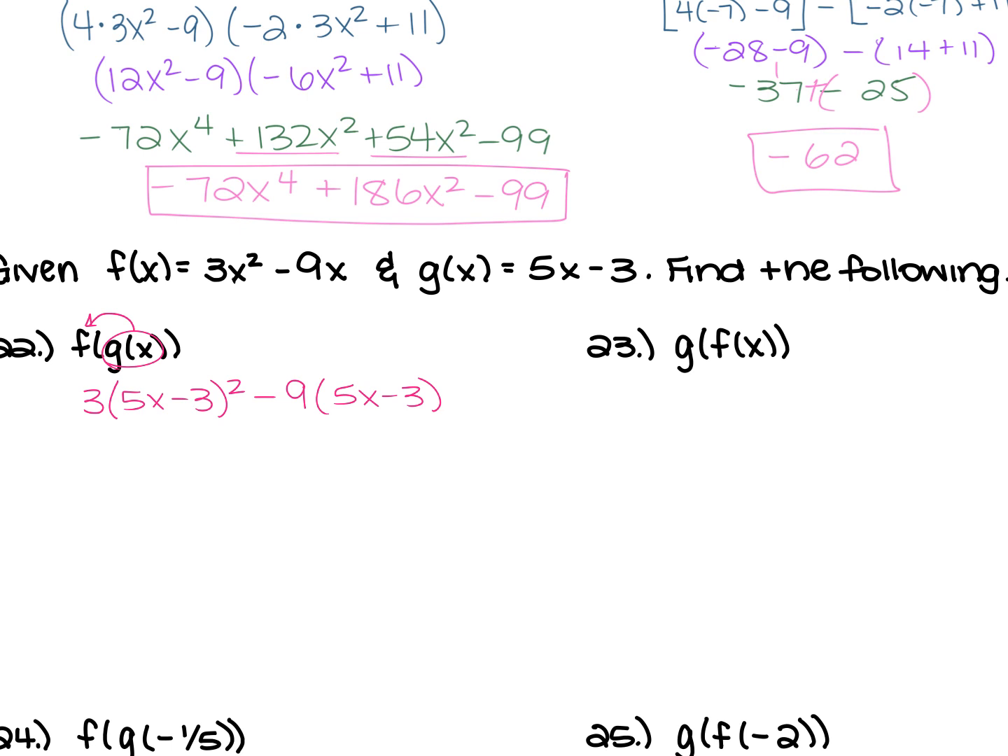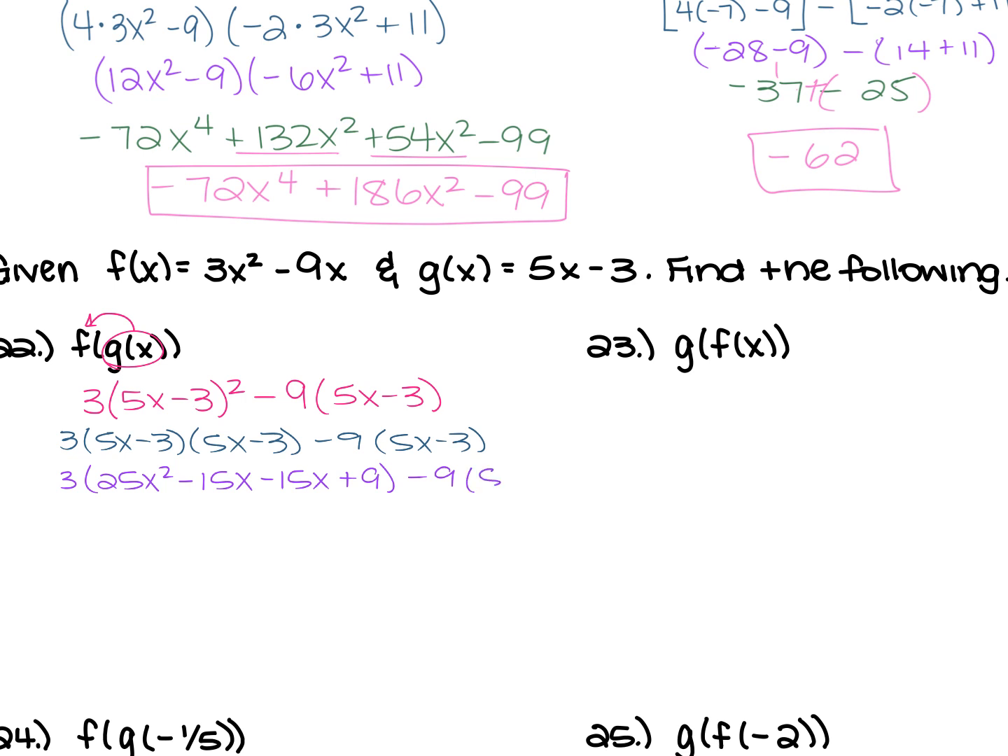You need to separate the 5x minus 3 squared and FOIL it out. So you're going to have 3 times 5x minus 3 times 5x minus 3, minus 9 times 5x minus 3. If we FOIL this, you're going to have 3 times 25x squared minus 15x minus 15x plus 9, minus 9 times 5x minus 3.